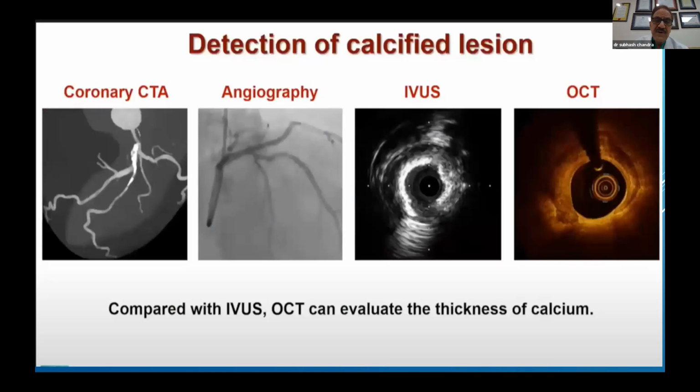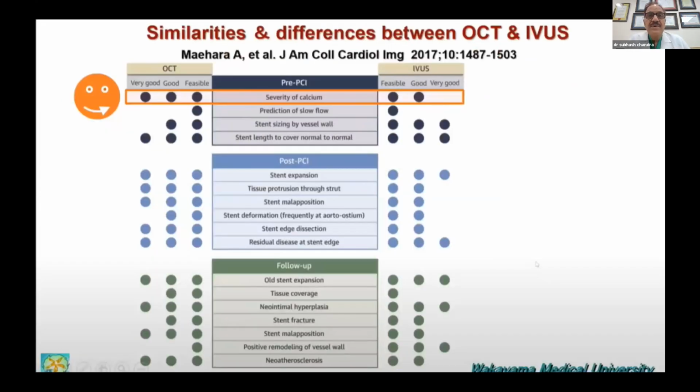Calcium is another very big enemy for most of us as interventional cardiologists, and that is how we see it on coronary CTAs and angiographies, where you cannot assess the whole calcium, or it is so deep in the media. A black shadow comes behind the calcium on IVUS, whereas OCT, with whatever amount of penetration it has, can clearly outline the thickness of the calcium. So this is how we compare the two technologies on the scale of pre-PCI estimation, post-PCI, and the follow-up.